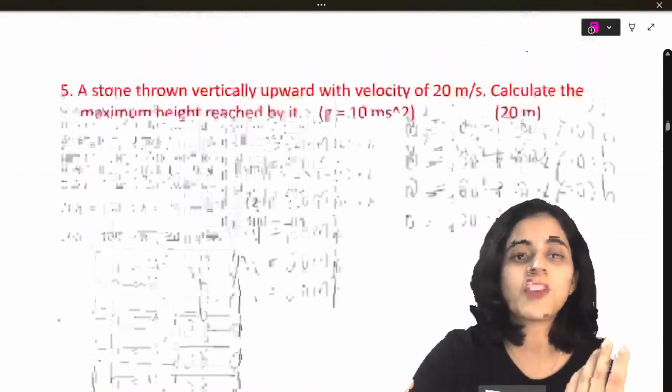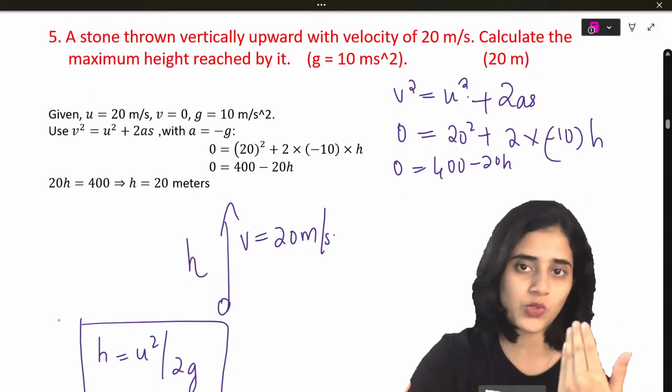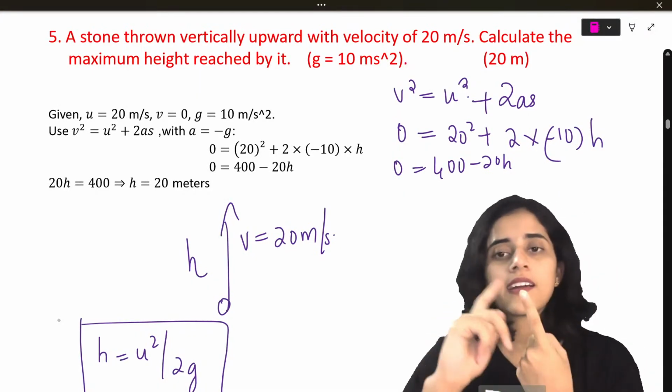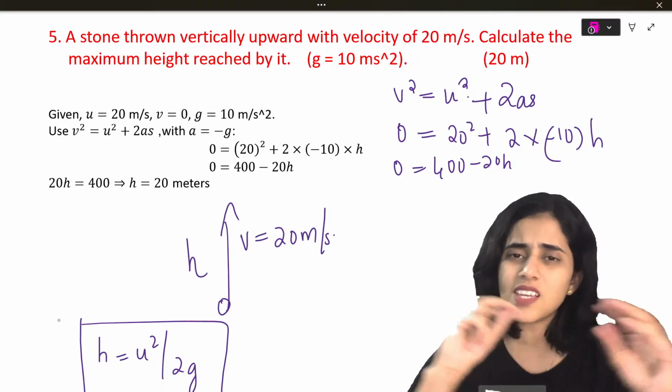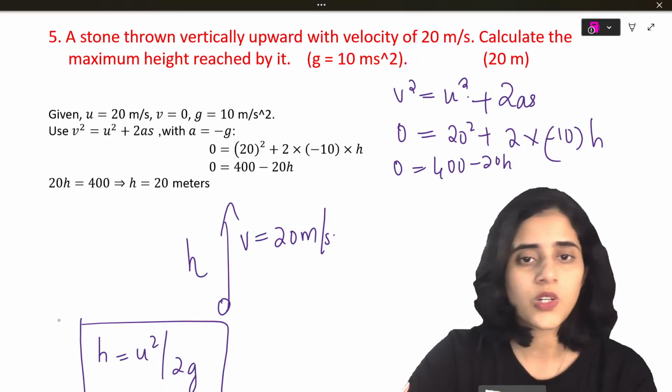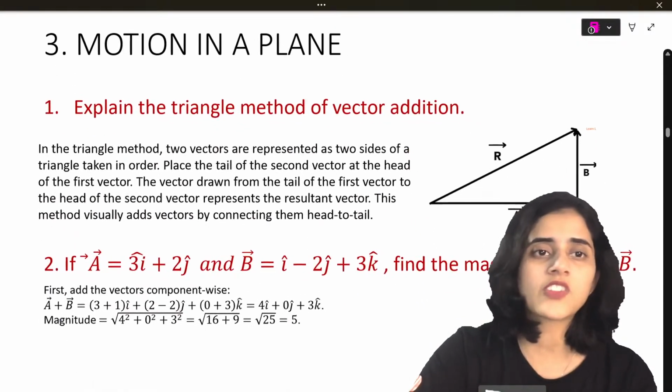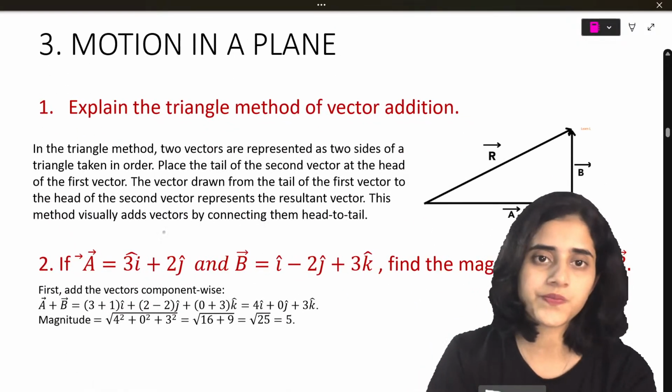No, this chapter was the second chapter. So we had questions related to finding equations of motion from the graph and then numerical questions and some theoretical questions. Okay? Now let's move on to the next chapter, which is motion in a plane.